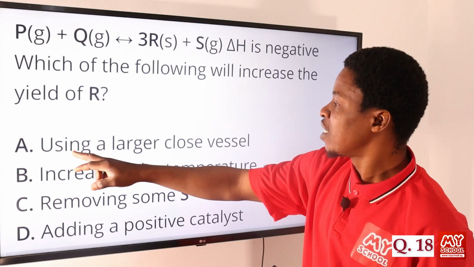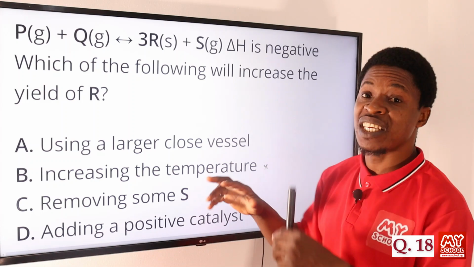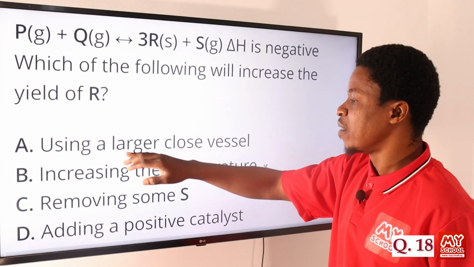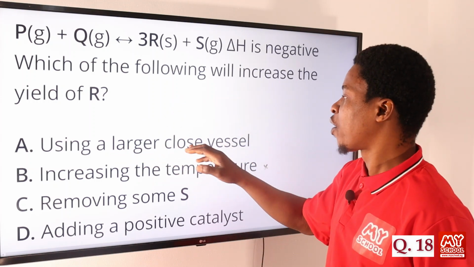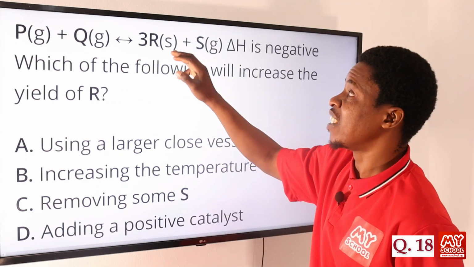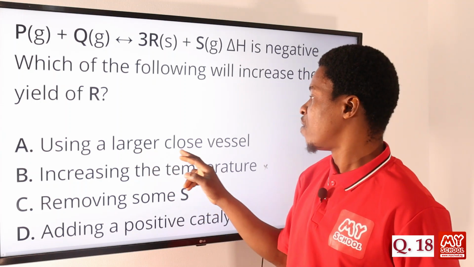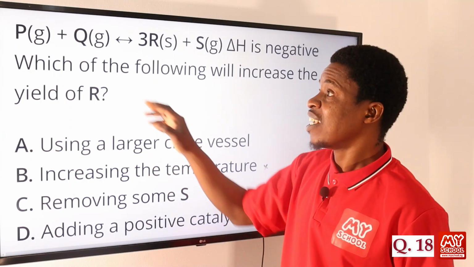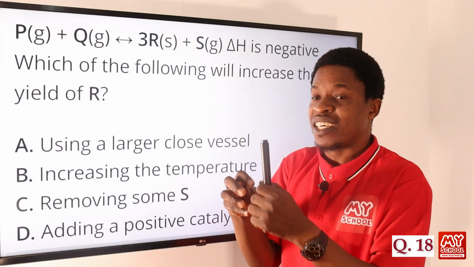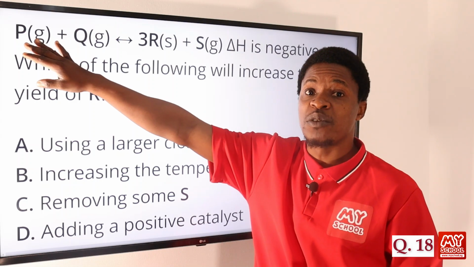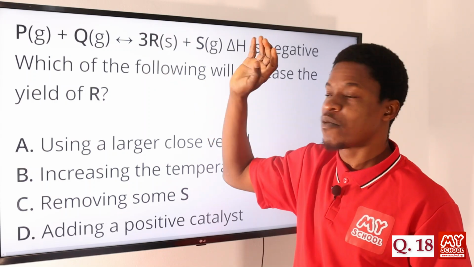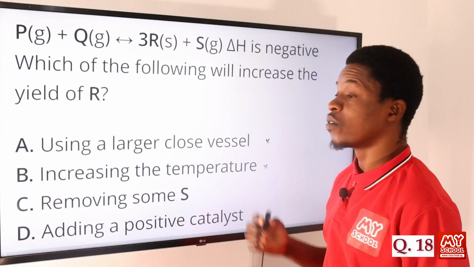Again, if you use a larger closed vessel, it still does not change anything, because you'll be increasing the volume of the container, but that does not increase the reactants that are reacting together. If the amount of reactant remains the same and is not increased, more of this will not be formed. So option A is also not the answer.